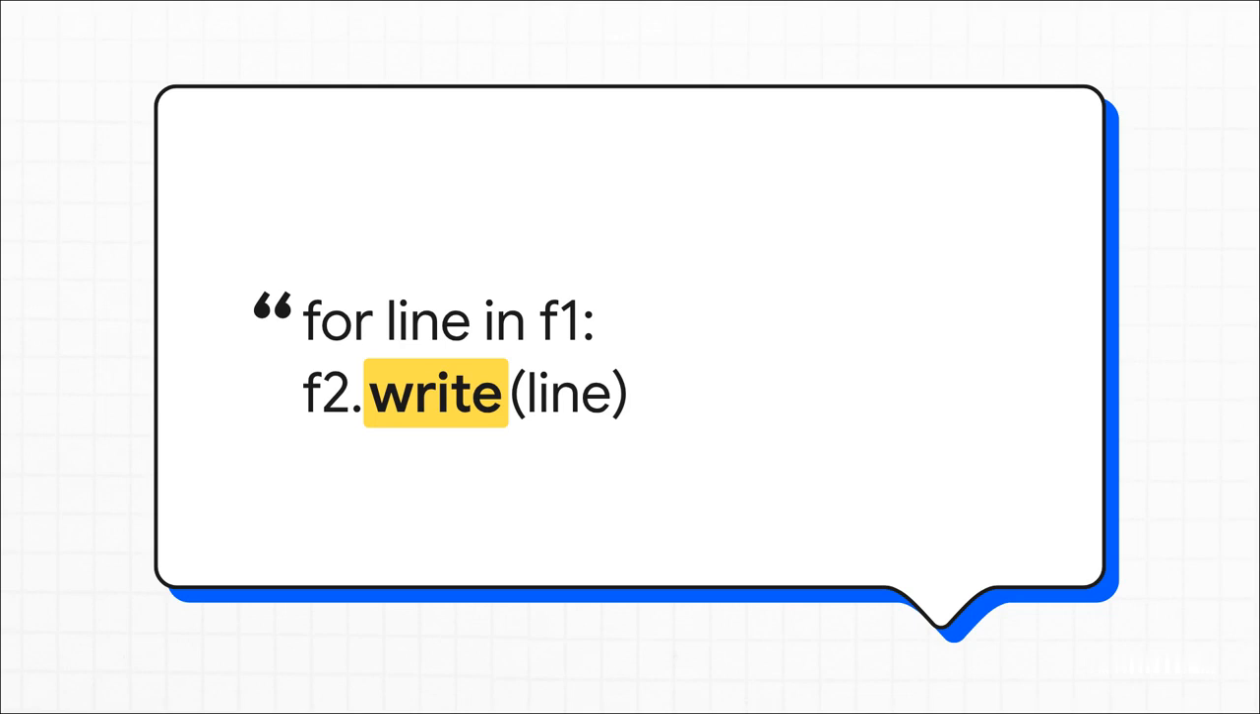Now the magic happens in this super simple for loop. We just go through every single line in the first file, F1, and for each line we find, we immediately write it to the second file, F2. It's just a clean, efficient way to copy stuff.